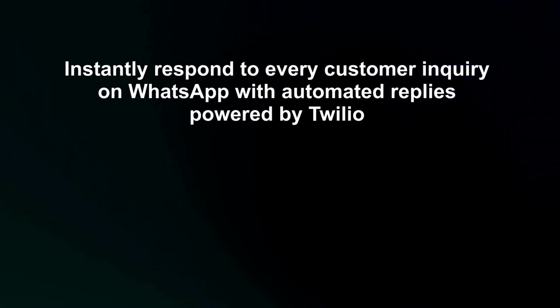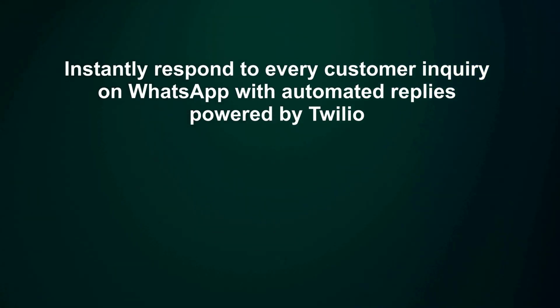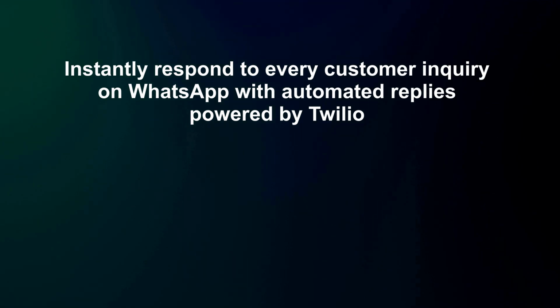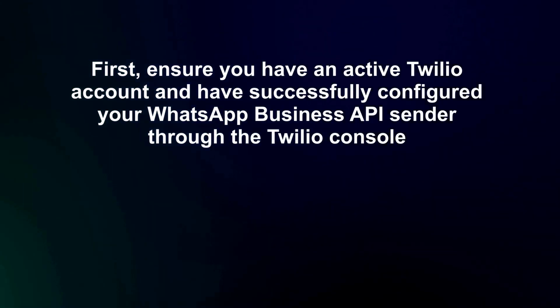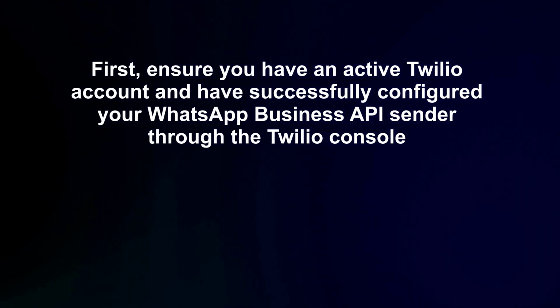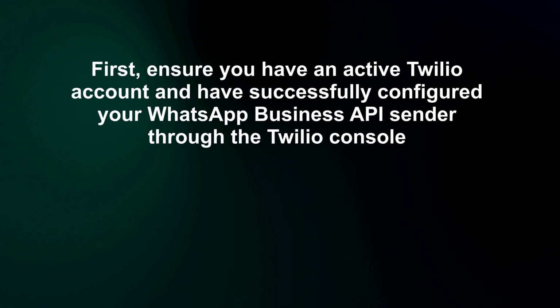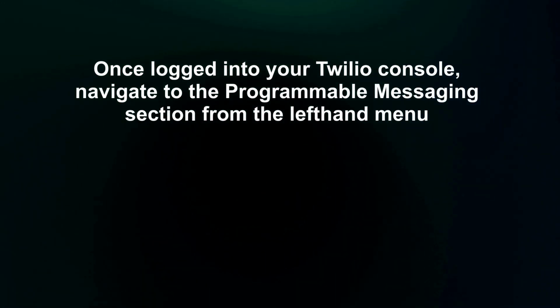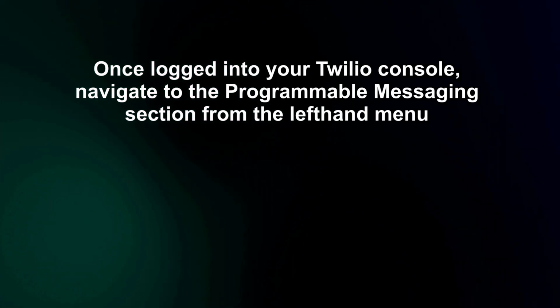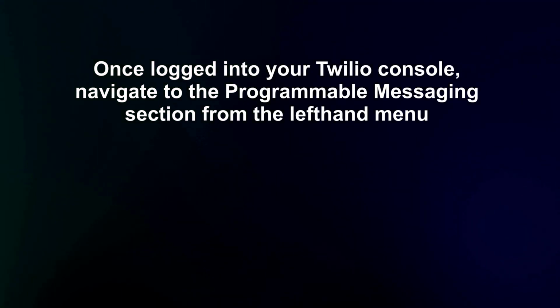Instantly respond to every customer inquiry on WhatsApp with automated replies powered by Twilio. First, ensure you have an active Twilio account and have successfully configured your WhatsApp Business API Sender through the Twilio console. Once logged into your Twilio console, navigate to the Programmable Messaging section from the left-hand menu.